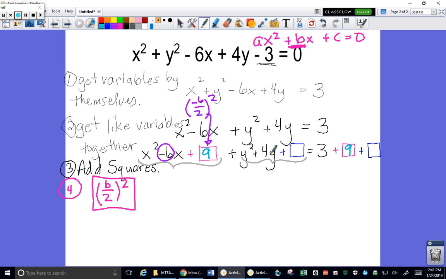And now I'm going to do the same with the y value. So 4 is my b value from the y equation. So 4 divided by 2 is 2, squared, and 2 squared is 4. So I add 4 in both of these blue boxes. That is the most important part, is now we have made this into a perfect factorable trinomial. And our next step is to, of course, factor.